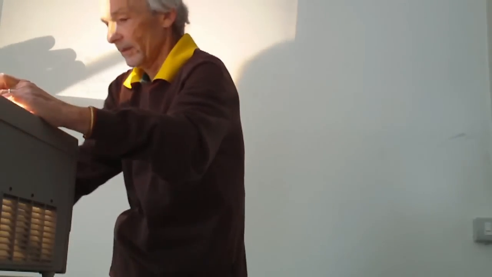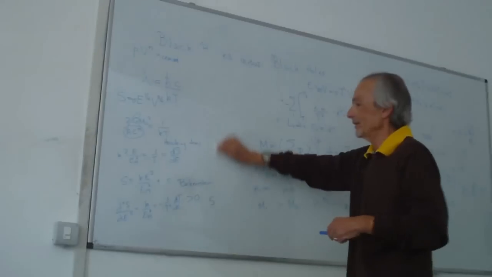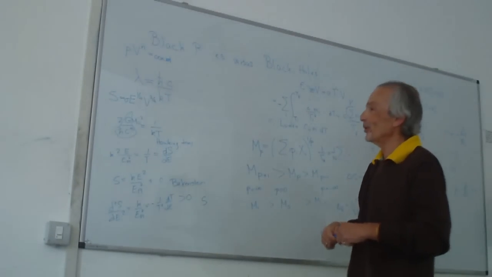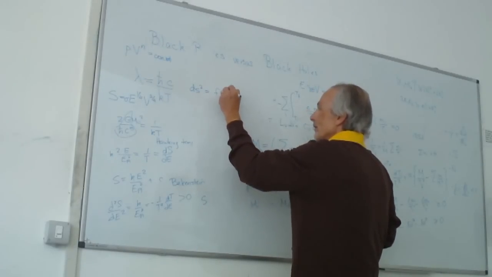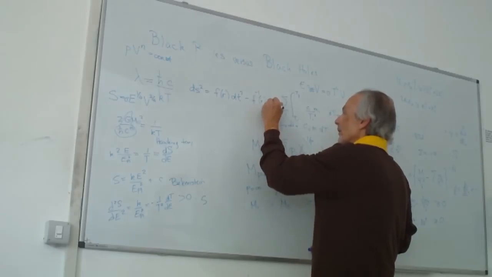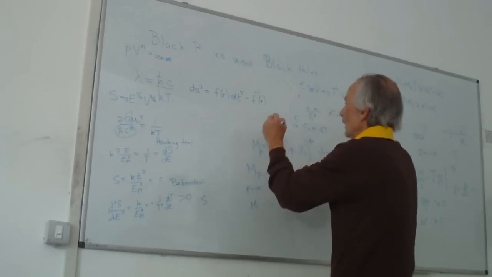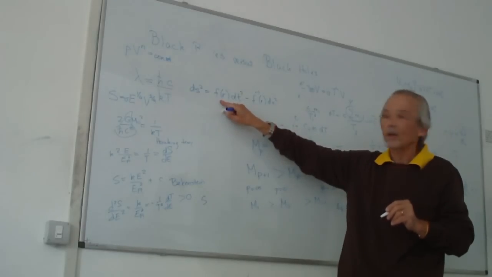Can you see it? Okay? Now, they obtain the Hawking temperature by writing down what they call an anti-de Sitter universe. We won't talk about anti-de Sitter universes today, but I'll just show you that you could write down a metric. ds squared is equal to some f of r dt squared minus f to the minus 1 of r dx squared, etc., okay? Where f is a nonlinear function of r.